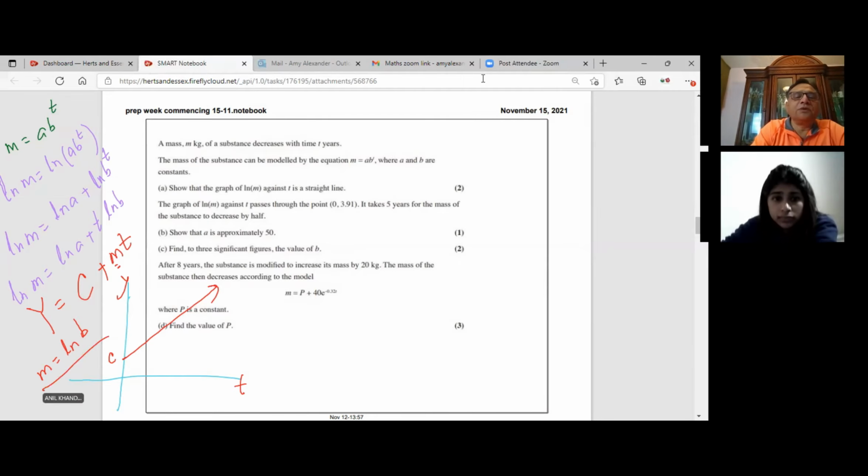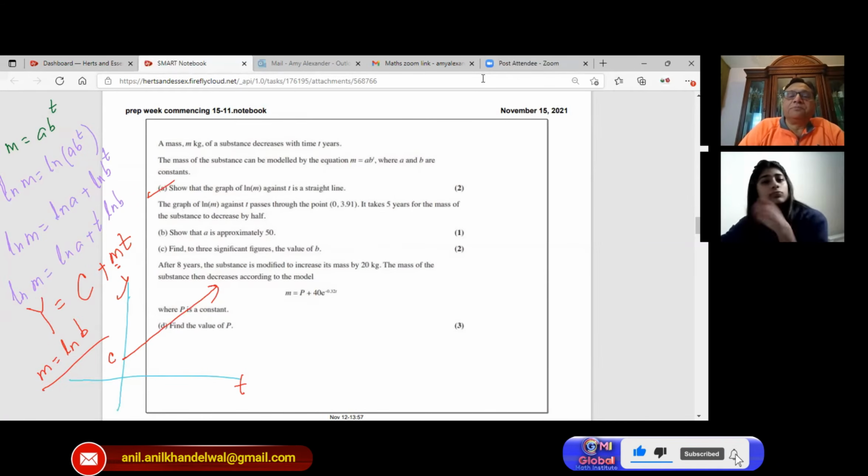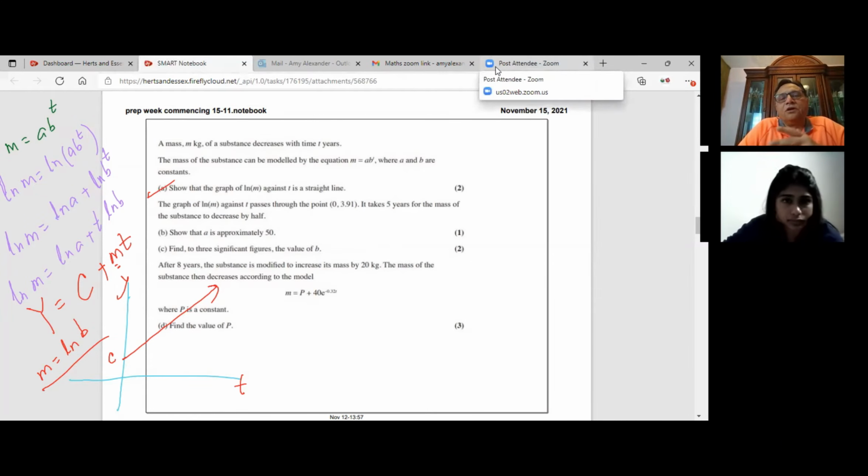So that is how you could show that the natural log of m for any exponential equation is linear. We do this using logs, either natural log or log to the base 10. This is also important from another chapter, linearization. M equals a b to the power of t is an exponential function, which is non-linear. But as soon as you take logarithms, it becomes a linear function, and interpretation is much easier. So this is very helpful.